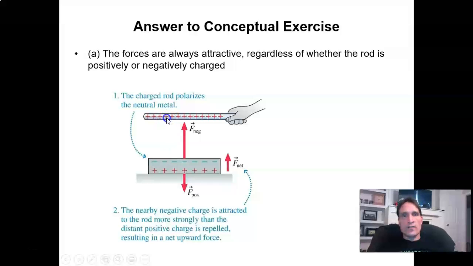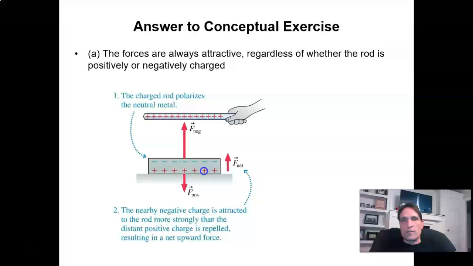So here's a positively charged rod. The negative charge is going to be attracted. Positive charge is going to be repelled. But the negative charge is closer to the rod than the positive charge. And so the attractive force between the near side of the paper or whatever the material is and the rod is stronger than the repulsive force, and you get a net attractive force.